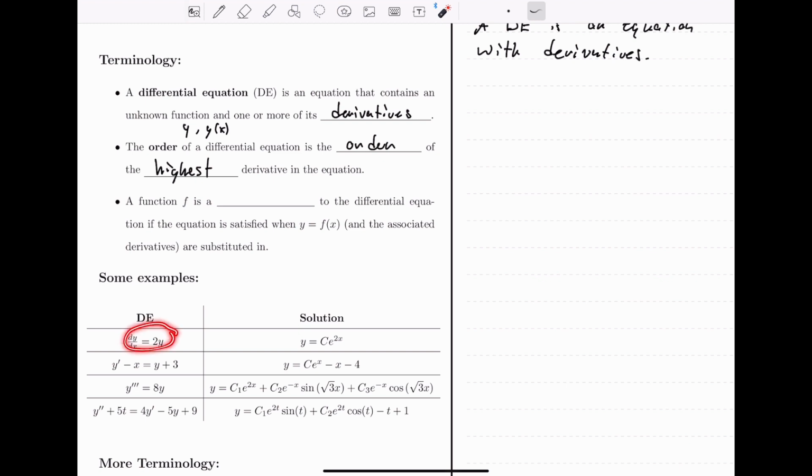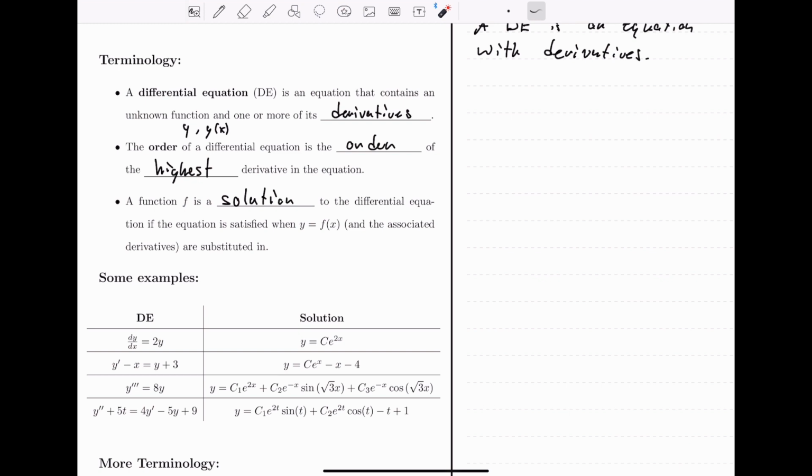So we have equations that contain derivatives of some function y, and sometimes notice that the differential equations have x's in them, or this one is phrased in terms of t rather than x, but we have some unknown function y and one or more of its derivatives. We call a function a solution to the differential equation if the differential equation is satisfied when that function and the associated derivatives are substituted in.